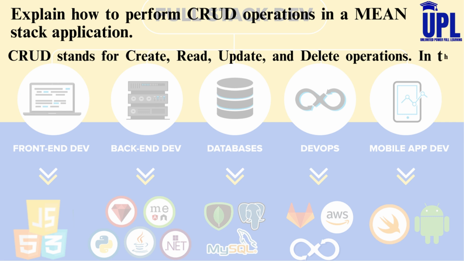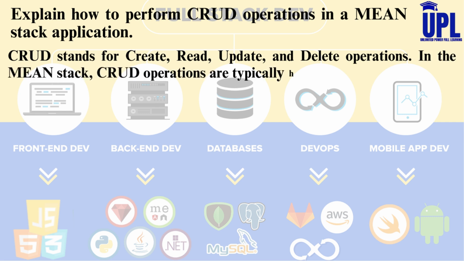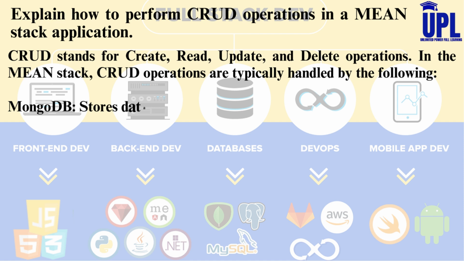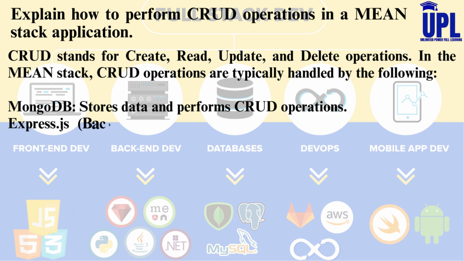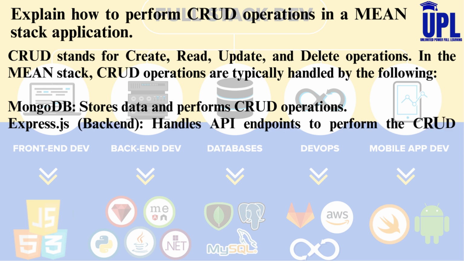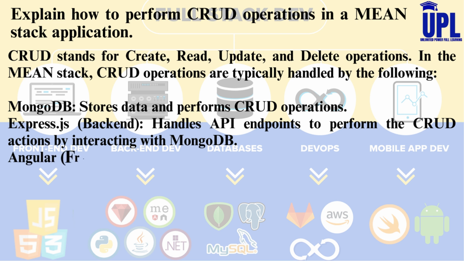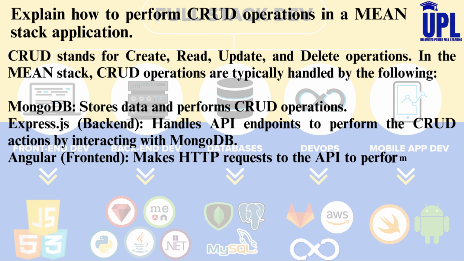CRUD stands for create, read, update, and delete operations. In the MEAN stack, CRUD operations are typically handled by the following. MongoDB stores data and performs CRUD operations. Express.js backend handles API endpoints to perform the CRUD actions by interacting with MongoDB. Angular frontend makes HTTP requests to the API to perform CRUD actions.